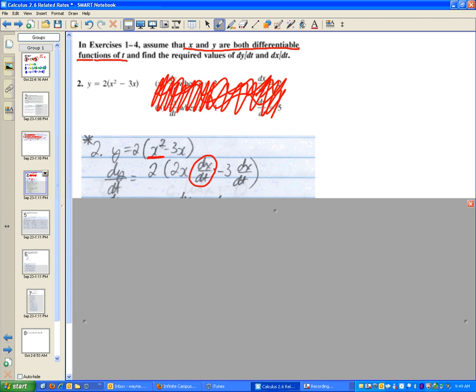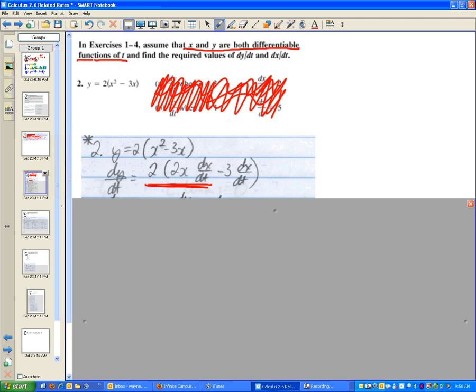Alex? Why couldn't you multiply the 2 to x squared and the 2 to 3x? I could. I think it's simpler to use the constant multiple rule. Okay? All right, you with me this far?